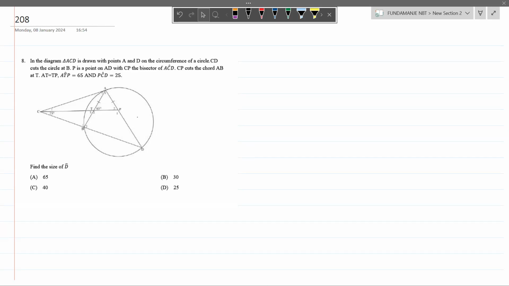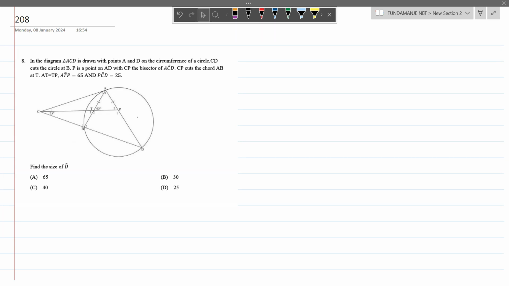In the diagram, triangle ACD is drawn with points A and D on the circumference of the circle. CD cuts the circle at B. P is a point on AD with CP the bisector of angle ACD. CP cuts the chord AB at T.